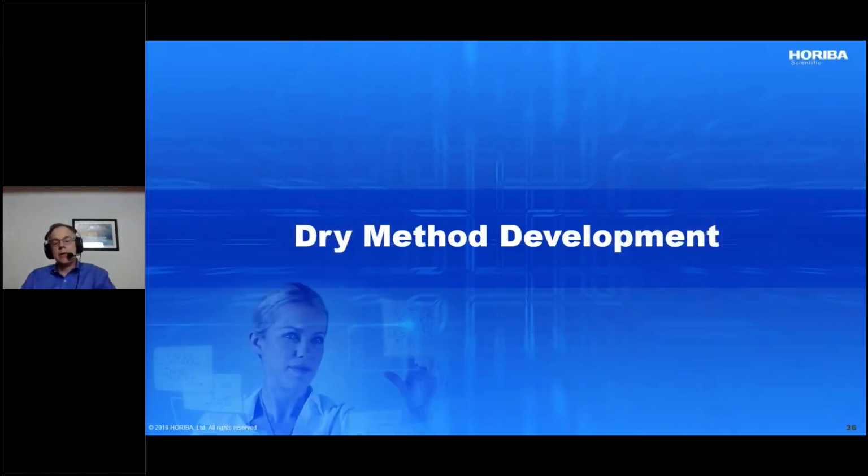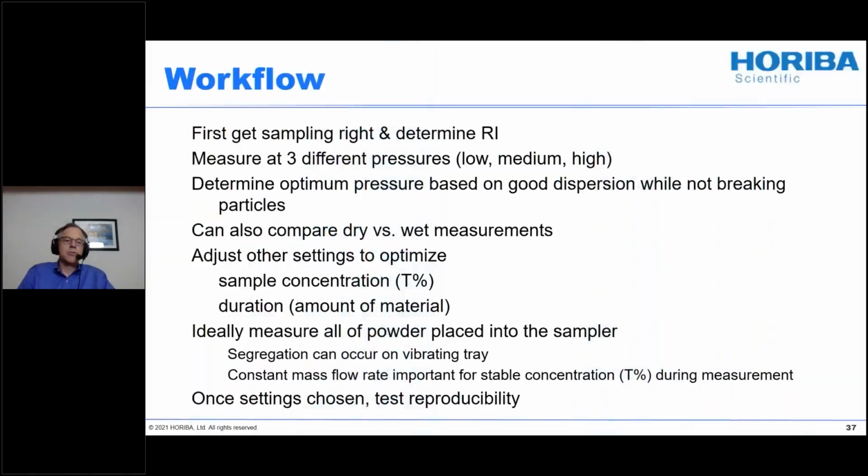Okay, let's talk about dry method development, which is a little bit different. First we need to get the sampling right and determine refractive index. We talked about refractive index already. I didn't talk about sampling, but I should have for wet because it's important there. And we have a whole webinar, half a webinar, on sampling and dispersion.